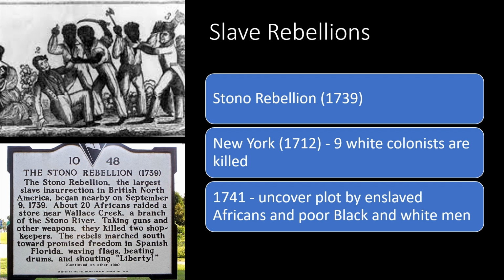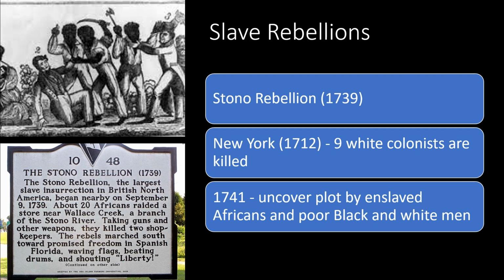One thing I do want to point out from this slide is that, although we often hear about the horrors of slavery, one of the things we don't hear about are the uprisings that occurred in the early colonial period in the British colonies. We often only hear about slavery, but we don't hear about these attempts to fight back. Among some of the major rebellions is the Stono Rebellion in 1739.